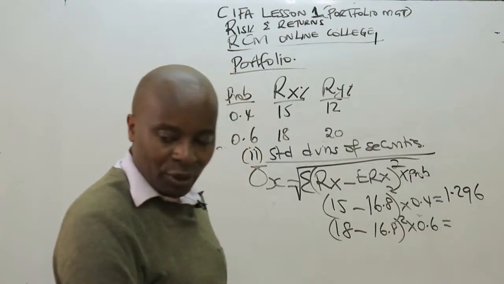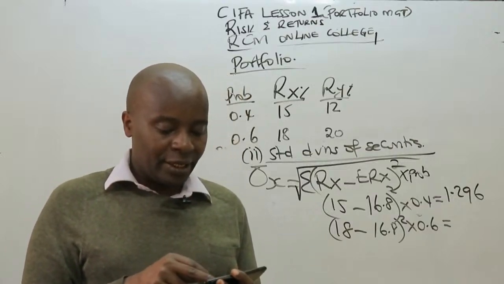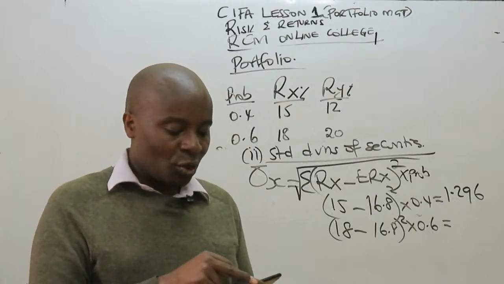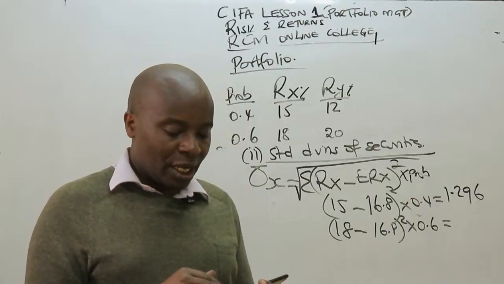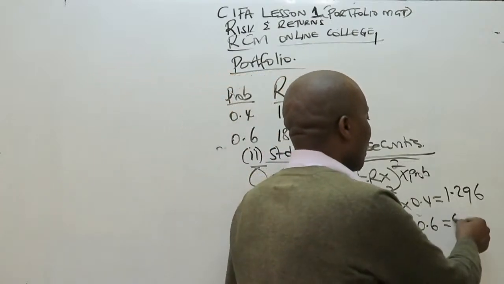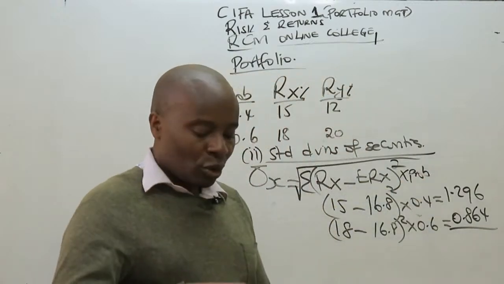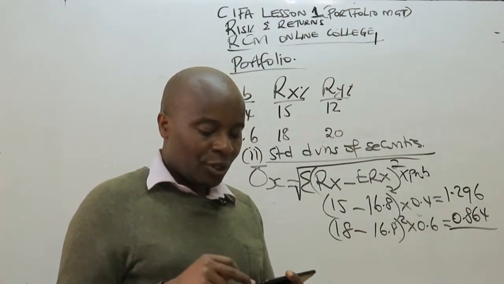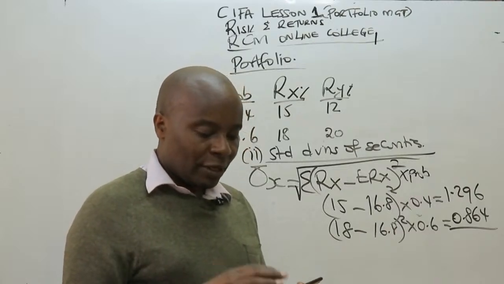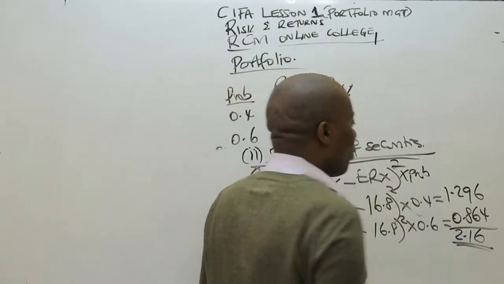The second one, ladies and gentlemen, what do we have here? I can see 18. So we have 18 minus 16.8, and then we square these, times 0.6, which will give us 0.864. So we have here 0.864. Now please come and add the 2, so plus 1.296, which gives us 2.16.